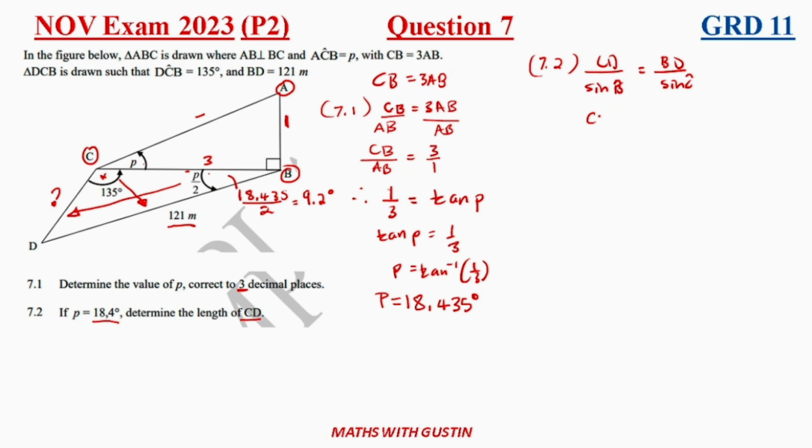CD, that's what we're looking for, all over sine angle B. Angle B is 9.2, equal to BD, which they already gave us. BD is 121, all over sine of the angle at C, which is 135. All right, therefore you cross multiply here. CD is equal to 121 sine 9.2 all over sine 135.